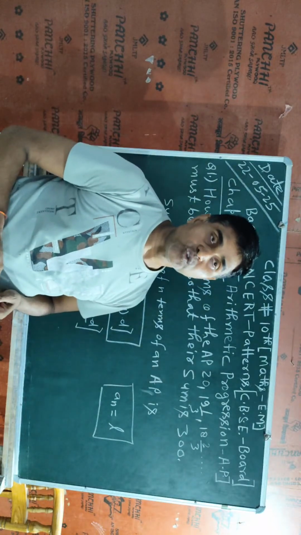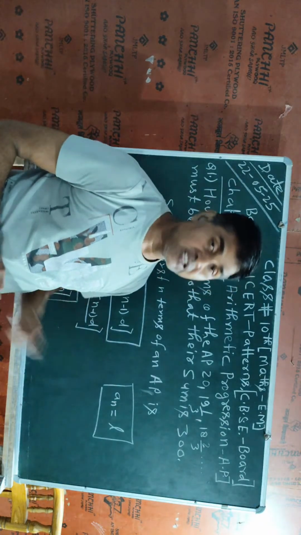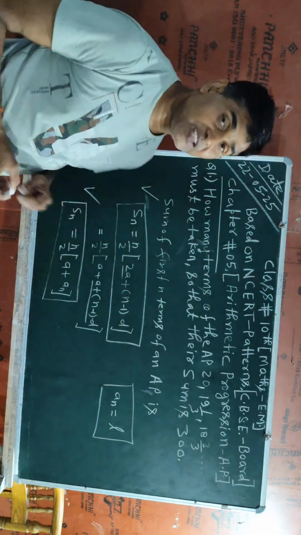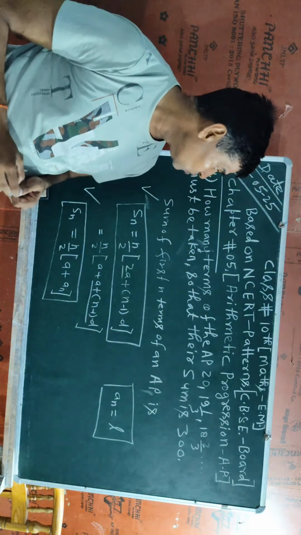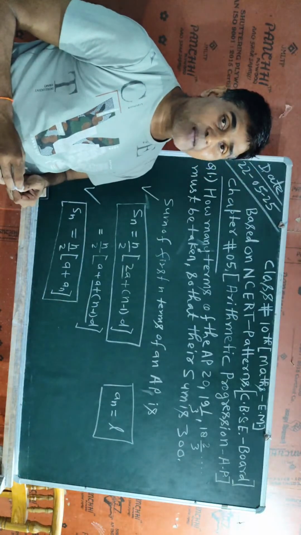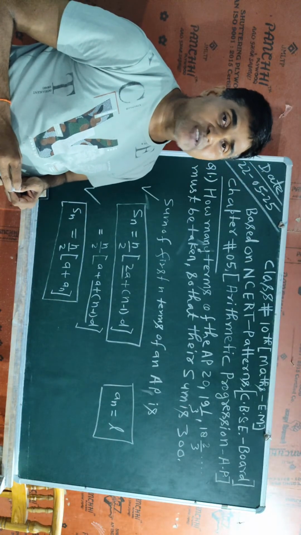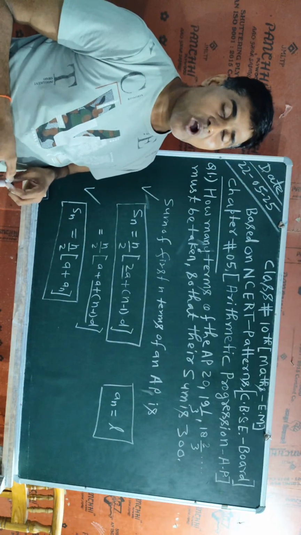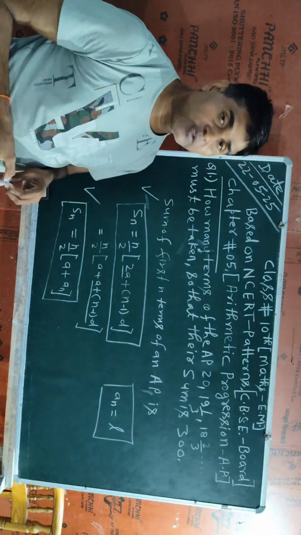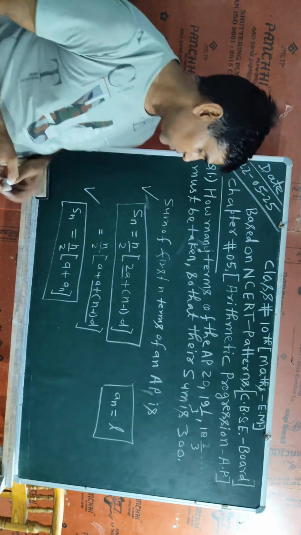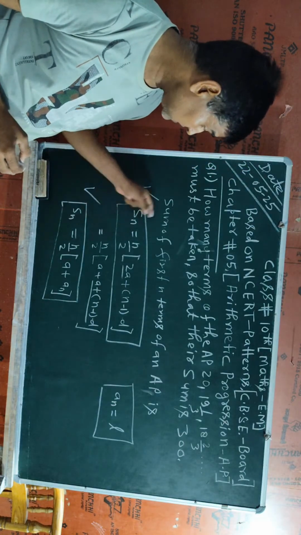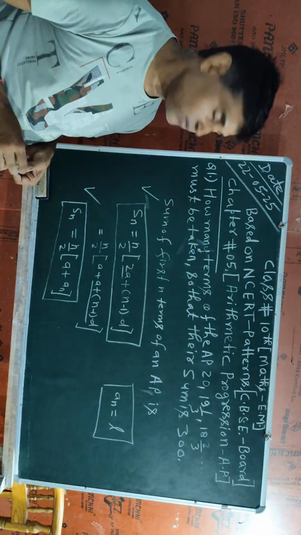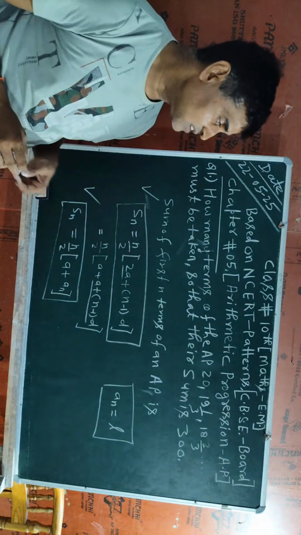Okay, student. So you have to follow these three pieces of information, and with these three pieces of information, if any question is asked in the case of the sum of the first n terms of an arithmetic progression, you can easily solve it and obtain the answer to the given question.